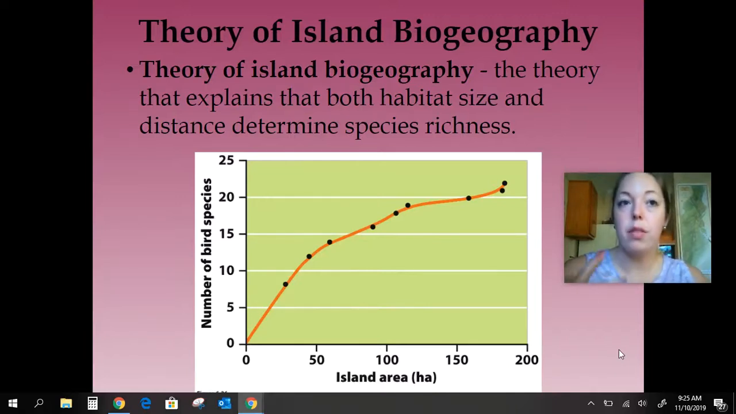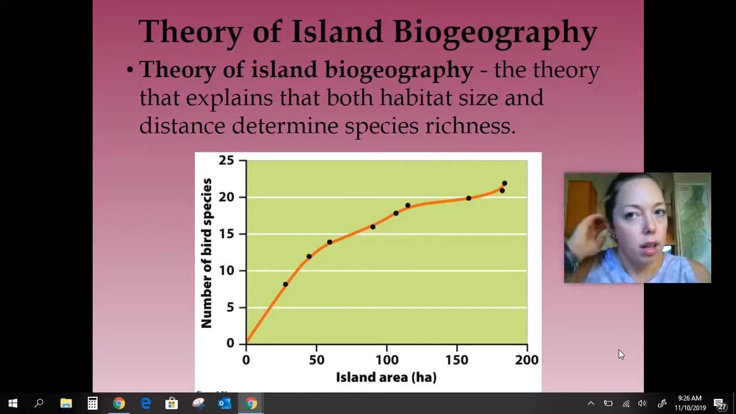The first reason is that dispersing seeds are more likely to find larger habitats than smaller habitats, especially when those habitats are islands. Secondly, at any given latitude, larger habitats can support more species than smaller habitats, which makes sense. Larger habitats are capable of supporting larger populations of any given species, and larger populations are less prone to extinction because usually there's more biodiversity there.